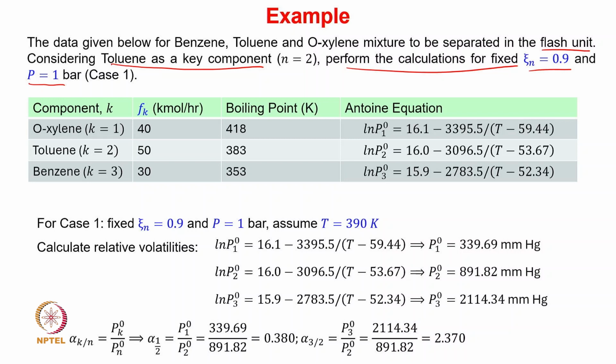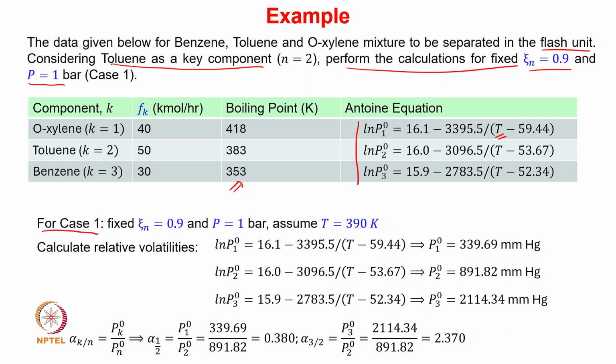So clearly you can see that in the top product we will primarily have benzene and some amount of toluene. So since toluene has the relative boiling point in between these two, we are trying to consider toluene as a key component here. Again, the vapor pressure for each of these components we can calculate by using Antoine equations. So these are the Antoine equations given, where P1 naught, P2 naught, P3 naught are the vapor pressures of component 1, component 2, component 3, represented in mm of Hg, and the temperature T is represented in Kelvin. So these are the three Antoine equations given.